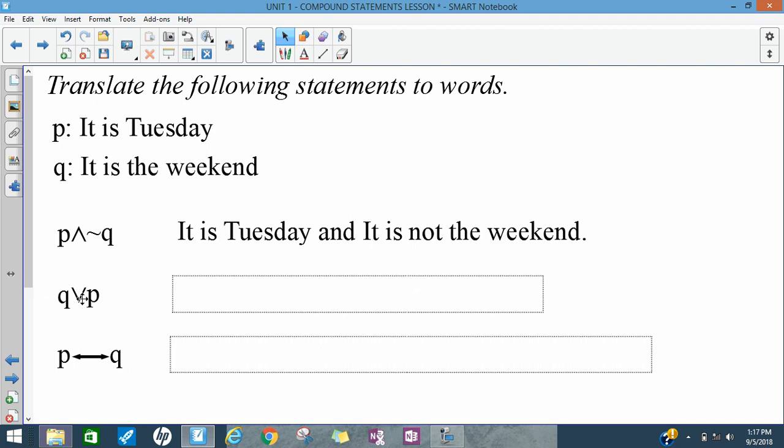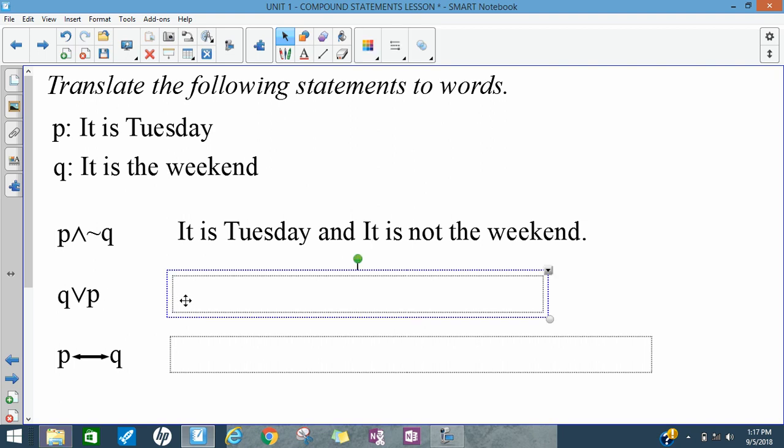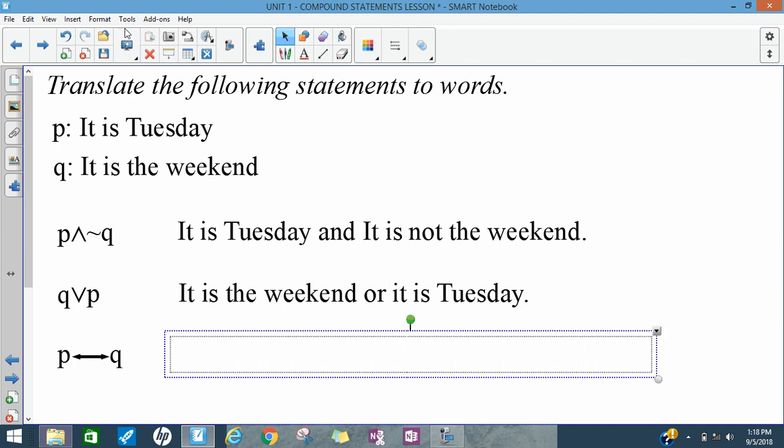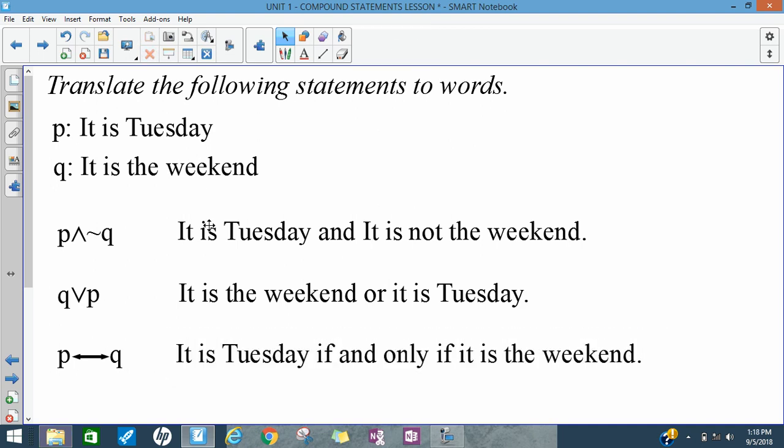Here we have Q and P, and in between is or. So we would say it is the weekend or it is Tuesday. And last, the double arrow means if and only if. We would say it is Tuesday if and only if it is the weekend.